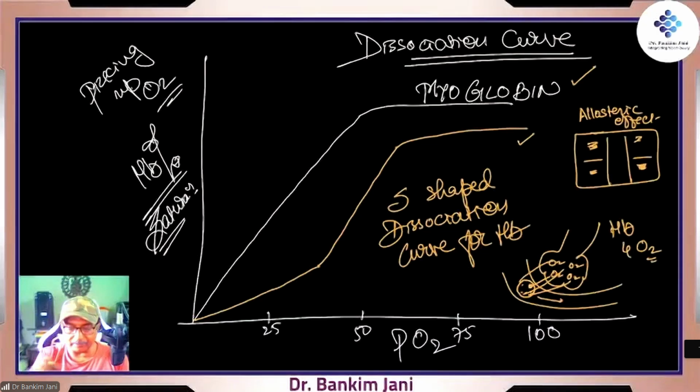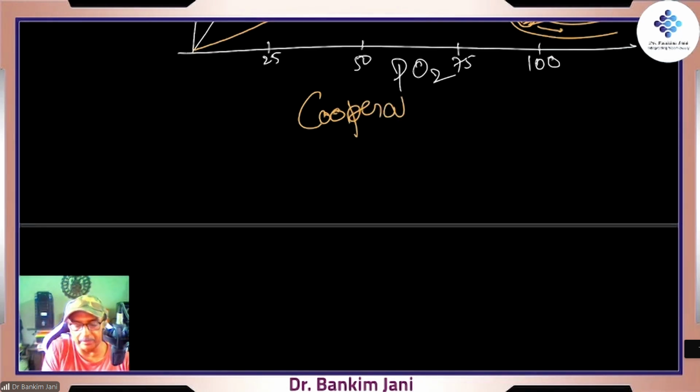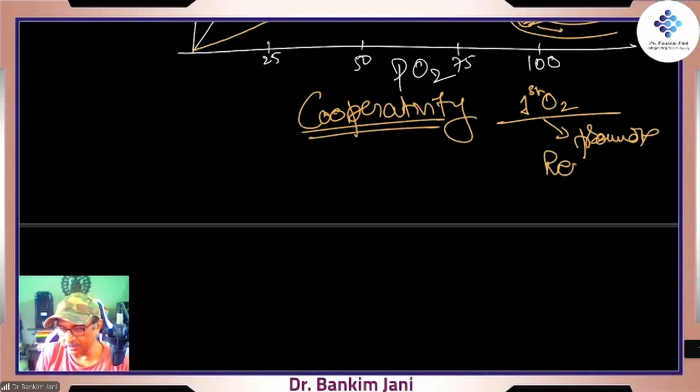So the point over here is 2 points to remember. The thing that is called cooperativity. Cooperativity means the first oxygen will promote the rest 3 oxygen, so they will pick up much faster. And that is what is called cooperativity. And this is the reason for the S shape.